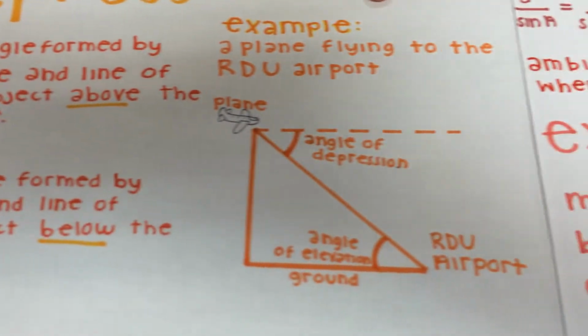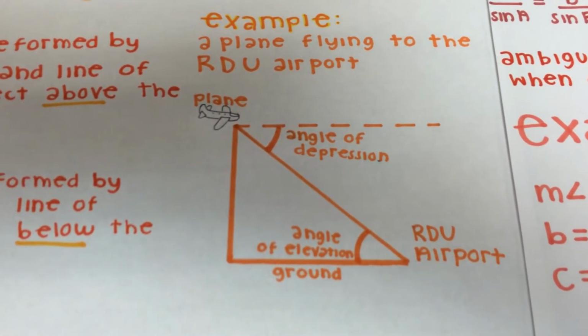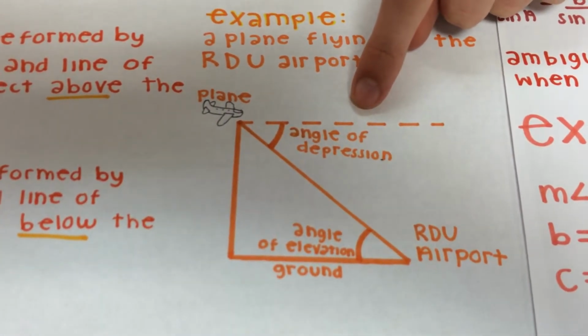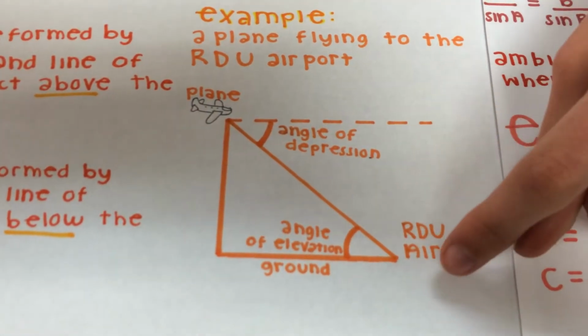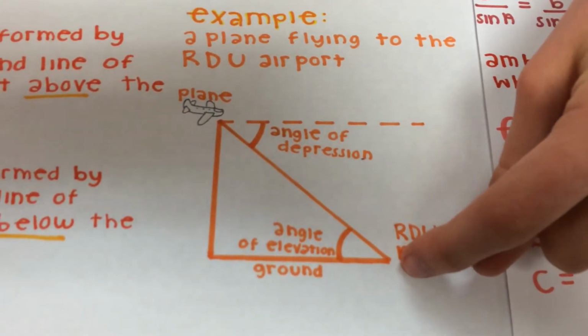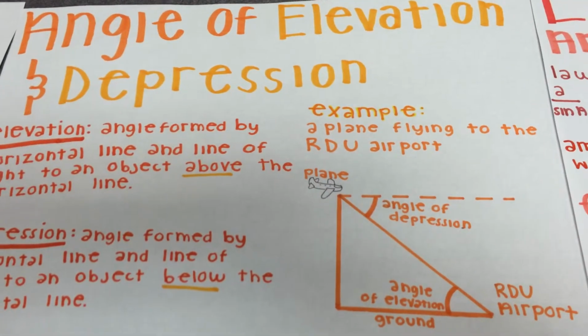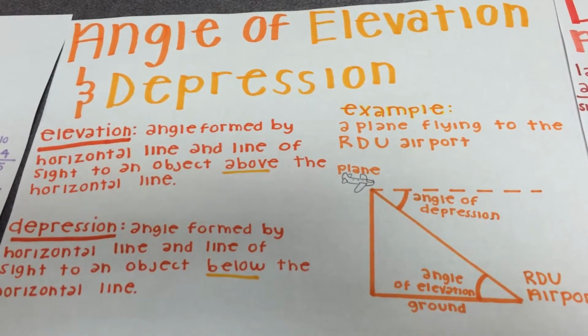In this example, a plane is flying to the RDU airport. The angle coming down from the plane from the horizontal line would be the angle of depression. The angle from RDU airport would be the angle of elevation since it's coming up from the horizontal line. For tangent, the equation is y equals tangent of x.